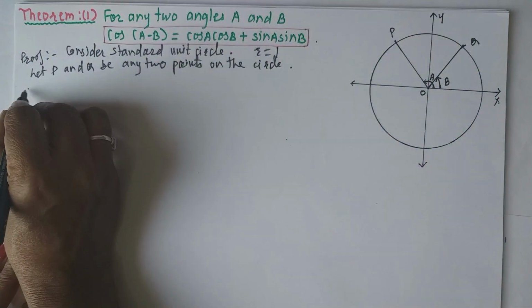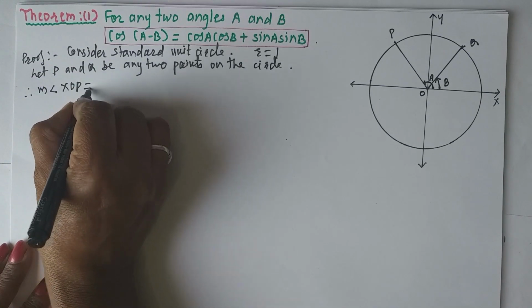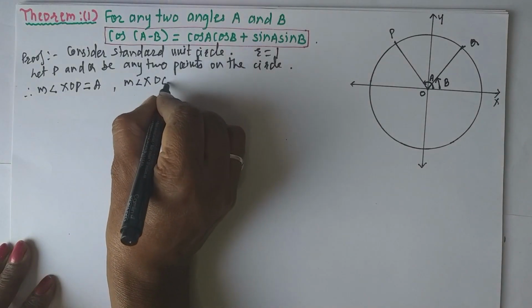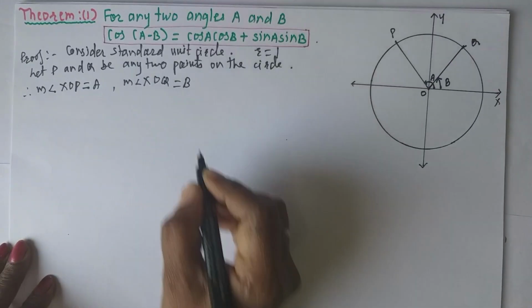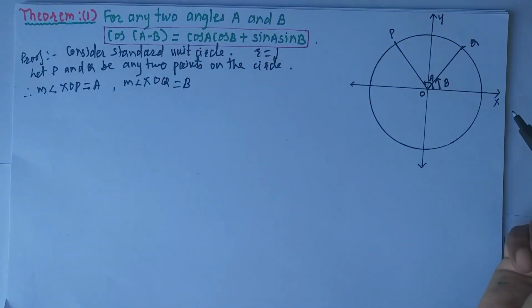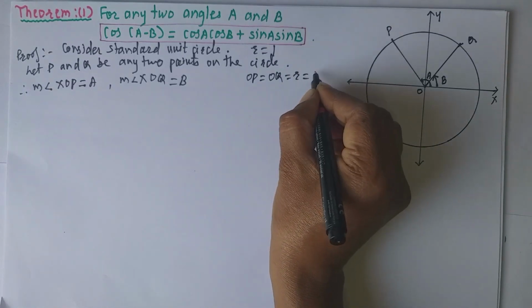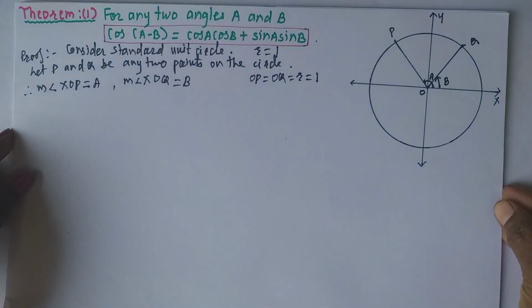Then you write down, major angle XOP is A and major angle XOQ is B, because here OP makes angle A with positive direction of x-axis and OQ makes angle B with positive direction of x-axis. Okay. Now these are radius of circles, therefore that is equal to 1.